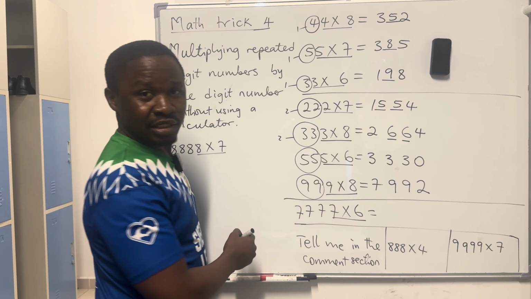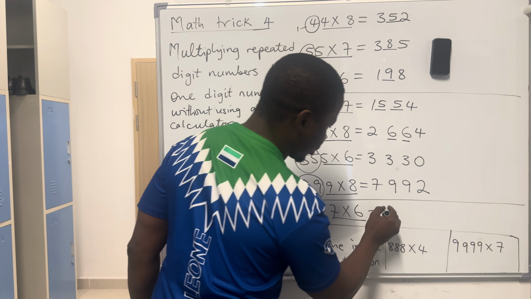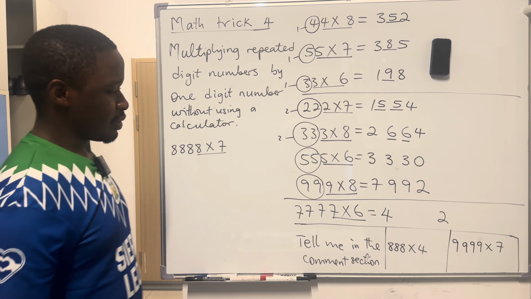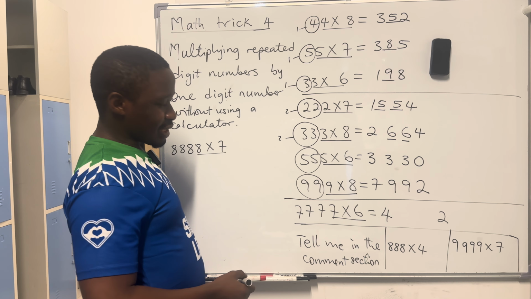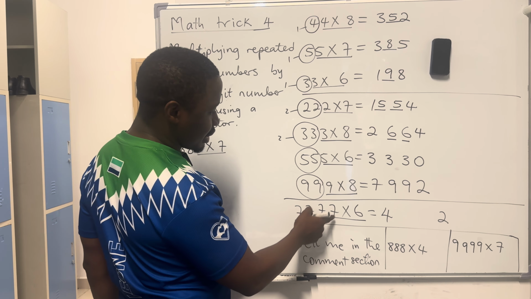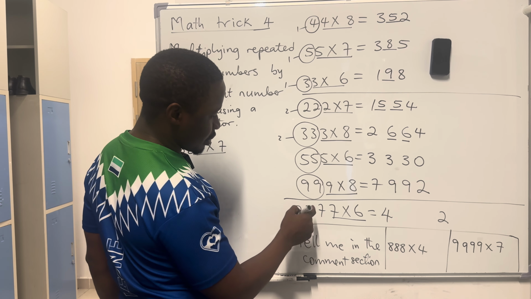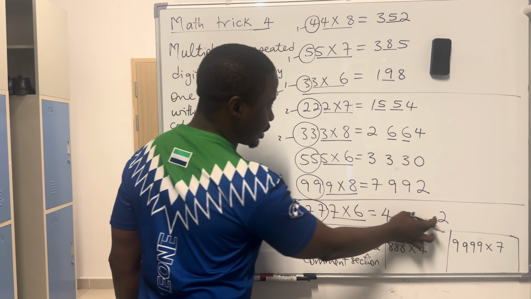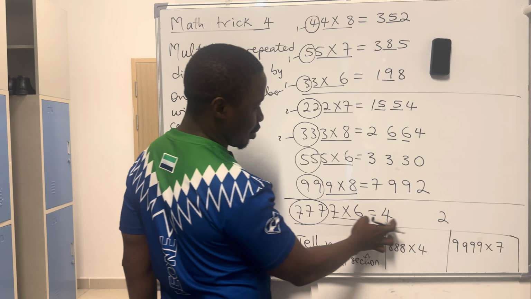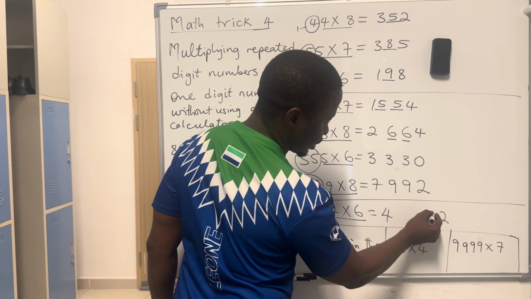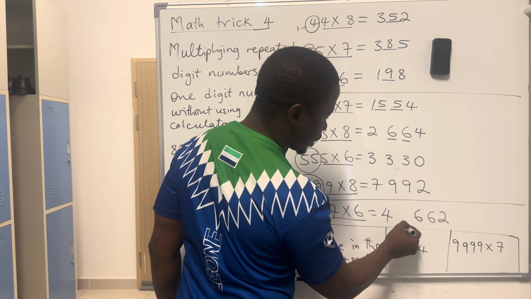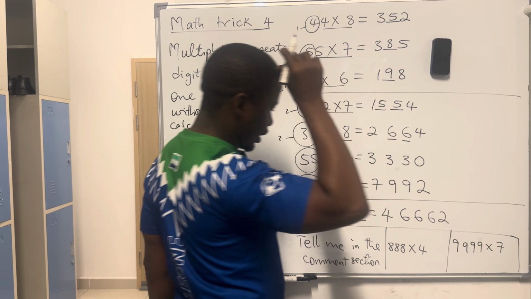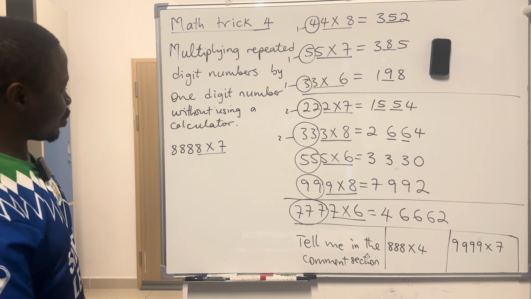7 times 6 is 42. 4, 2. In that case, how many digits remain? 1, 2, 3. So 3 digits. How do we get them? 4 plus 2 is 6. 6, 6, 6. 1, 2, 3. Okay. Now let us come to this one.